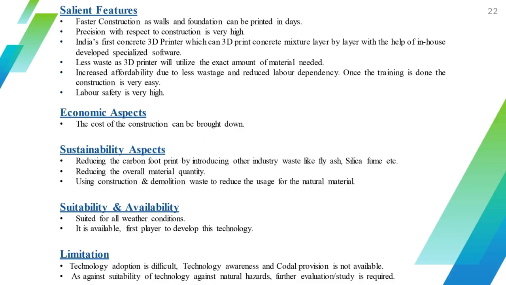Economy aspect: the cost of construction can be brought down. As per the sustainability aspect, reducing the carbon footprint by introducing other industry waste like fly ash, silica fumes, etc. And the second, reducing the overall material quantity. And the last, using construction and demolition waste to reduce the usage of natural materials.